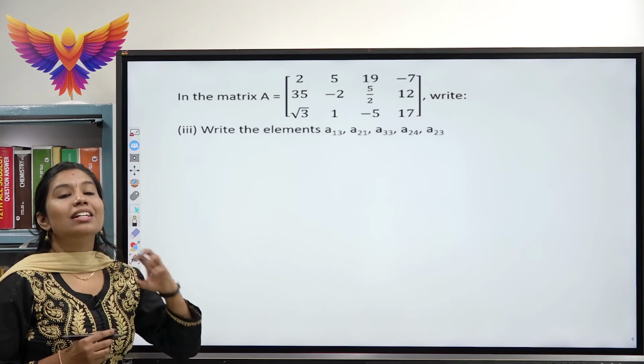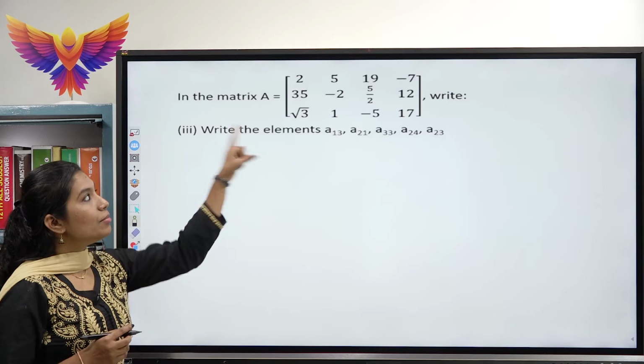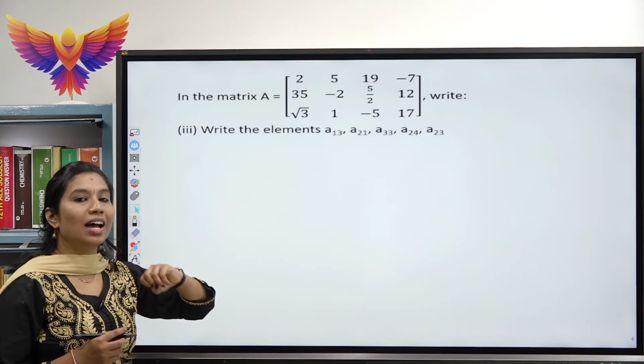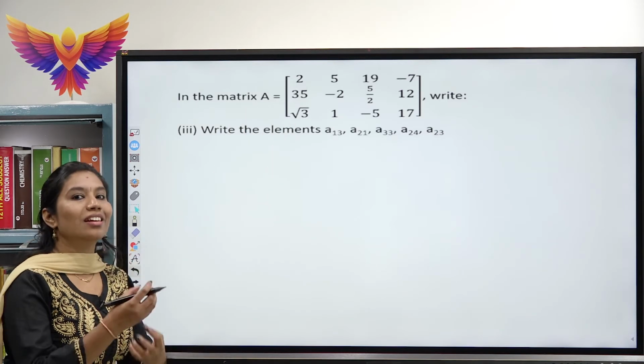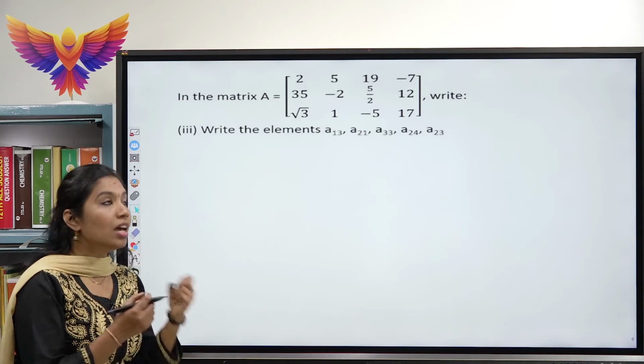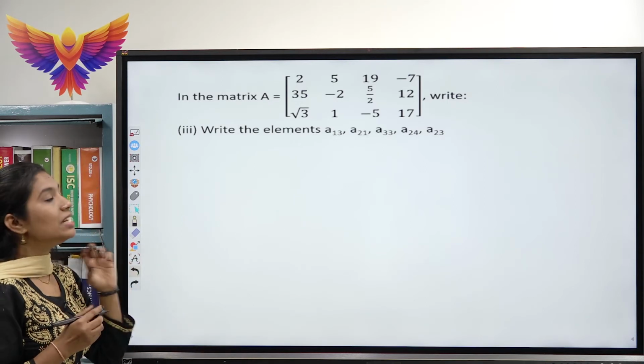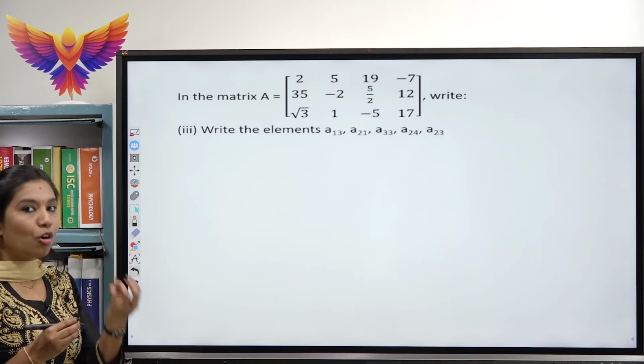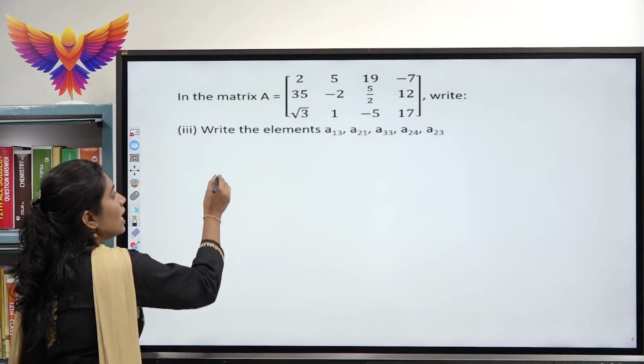So what is this A13, A21, A33? This is called the address of a matrix. The elements within the matrix will have a certain address. That is how we recognize which element is placed where. So what is that address? It is denoted by a small notation called Aij.